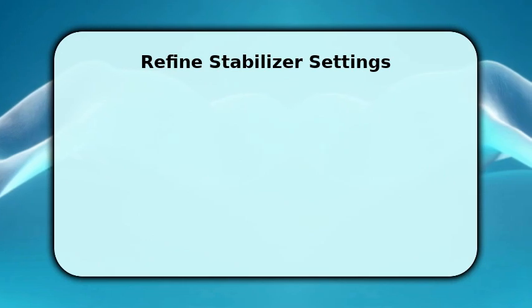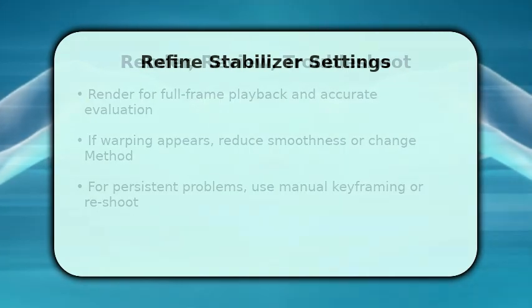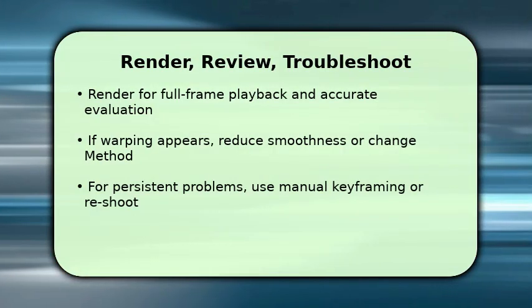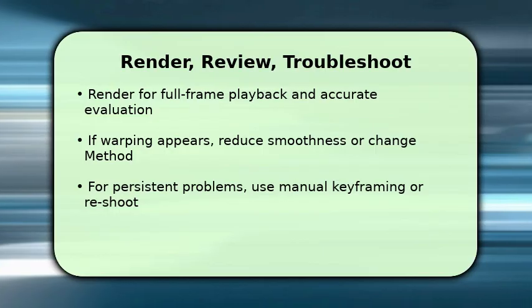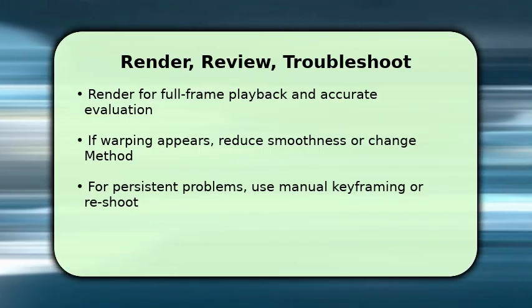Finish by rendering the stabilized clip to review motion at full quality. Rendering reveals subtle artifacts you won't see in low-res playback. If you notice wobble or weird geometry, reduce smoothness or switch from subspace warp to position, scale, rotation. That fixes most issues. Once satisfied, nest or copy the stabilized clip and proceed. If problems persist, use manual stabilization with keyframes or cut to alternate shots.